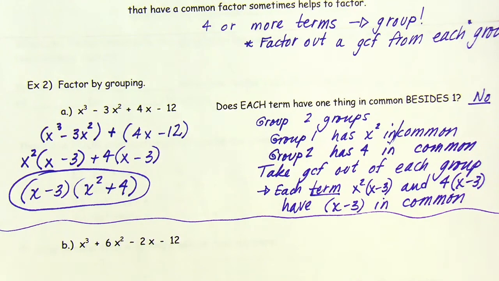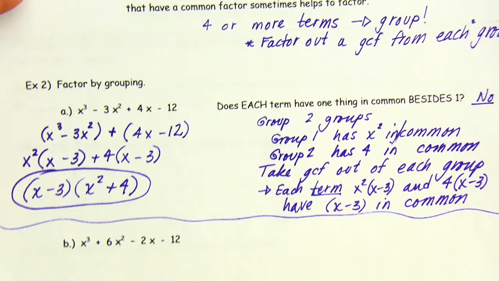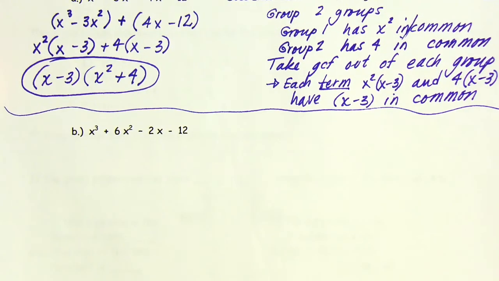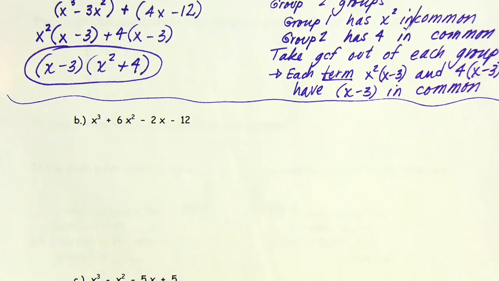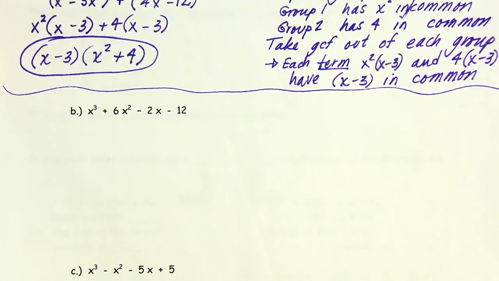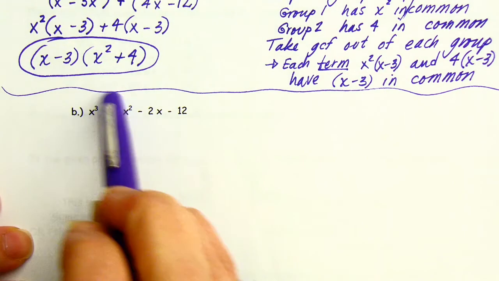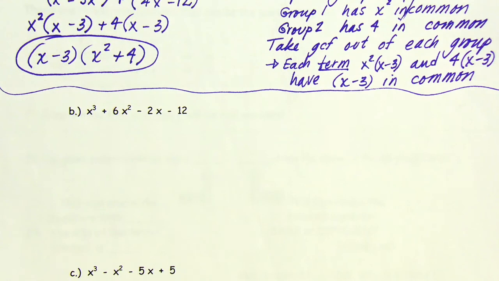All right, let's take a look at example B. I do have 4 terms. I'm going to factor by grouping. You got to think: do the first 2 and the second 2 have something in common? It usually is the first and the second, meaning the first pair and the second pair that you're going to group together. But not always. Keep that in mind. Not always.